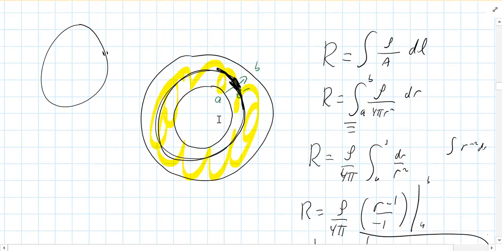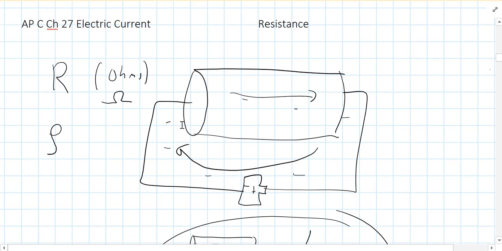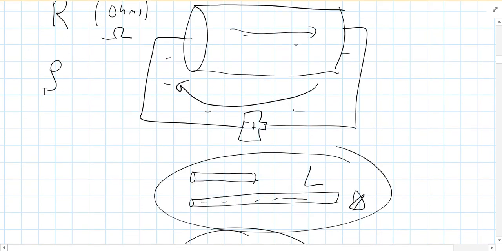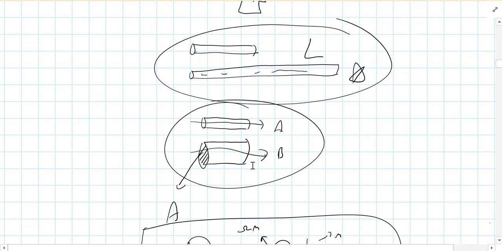Generally speaking, when you try to send electrons through something, there's going to be some stuff in the way. That's resistance. That resistance depends on the material, which is resistivity, your little rho. And then it depends on the geometry of the resistor: how long is it, and how thick is it, or how much area do you have to go through?